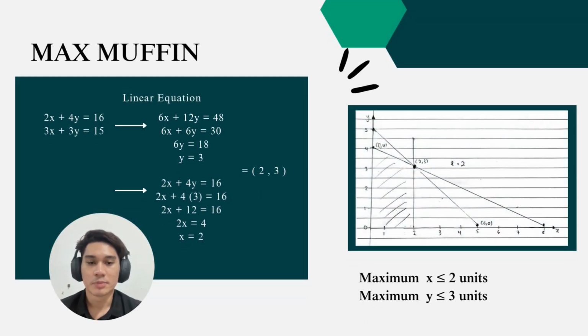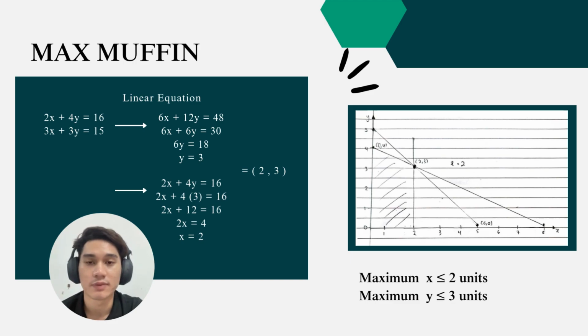Okay, Assalamualaikum. My name is Muhammad Najmi bin Azrin. So I will present the optimization analysis for the max muffin problem. We start by defining our variables: x is the number of trays of banana muffin baked, and y is the number of trays of blueberry muffin baked.